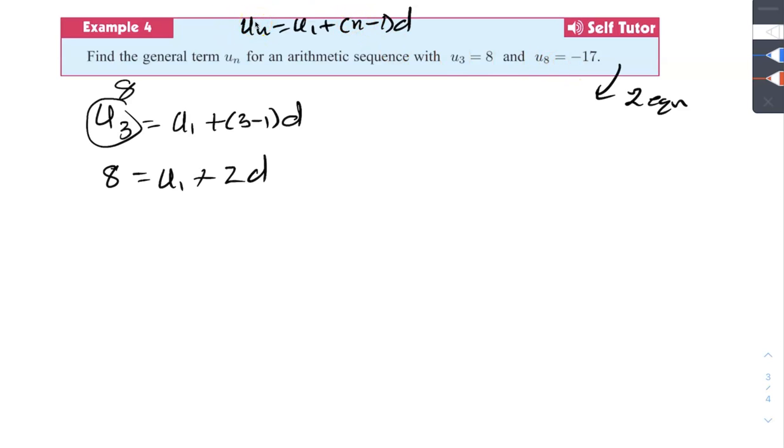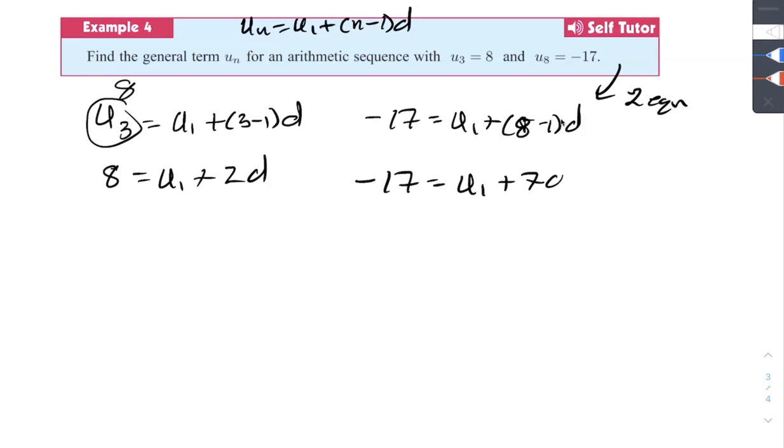So I'm going to skip that first step I did last time. u1 plus 8 minus 1 times d is 7d. I'm going to simplify this a little bit, rewrite it, and I get negative 17 equals u1 plus 7d.